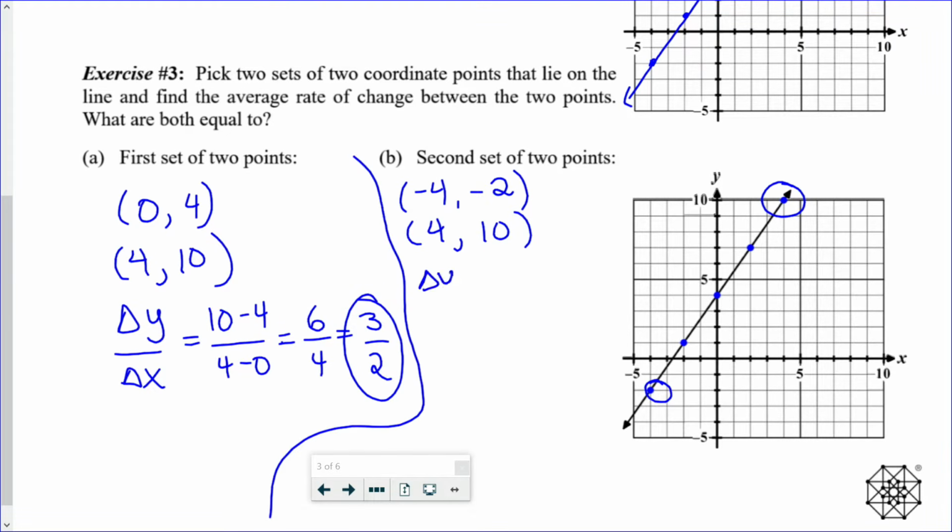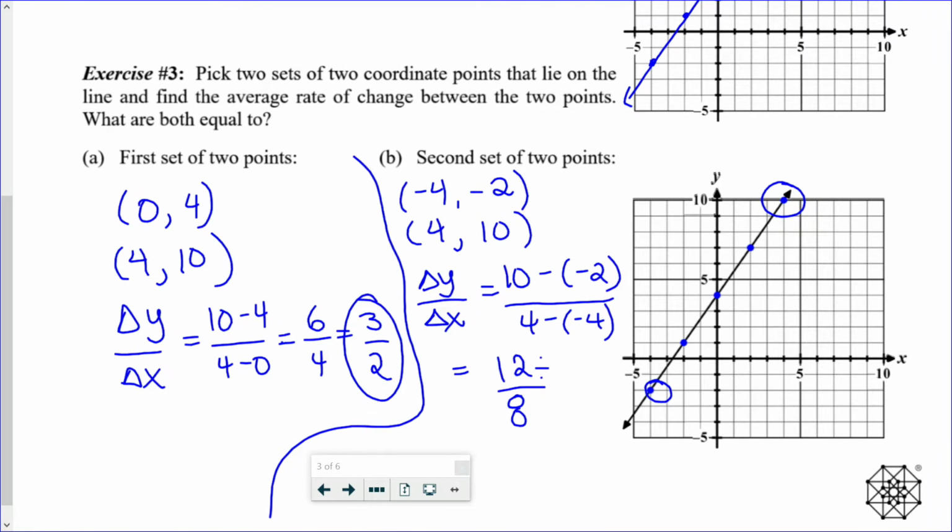So delta y over delta x gives me 10 minus -2 over 4 minus -4. Got to be a little careful there. 10 minus -2 is 12. 4 minus -4 is +8. 12/8, if I divide both numerator and denominator by 4, 12 divided by 4 is 3, 8 divided by 4 is 2, and I get 3/2 again.